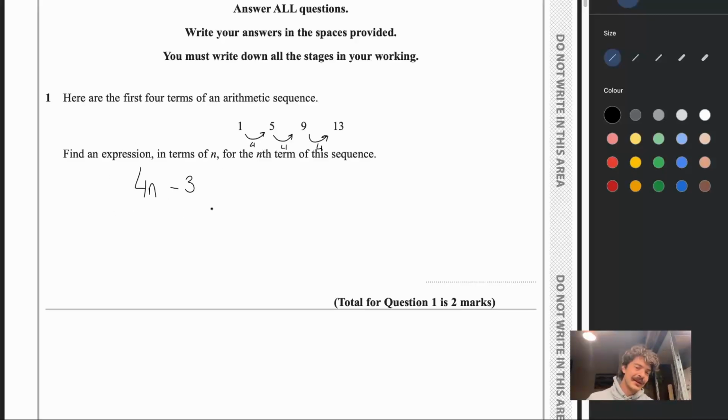And it's always a very, very good idea to double check that everything works. Maybe you can format it like it's a little machine. So if I plug in 1, 4 times 1 take away 3 gives me 1. If I plug in 2, I go 4 times 2, 8 take away 3 gives out 5. So that's all right. We've started off there quite nicely. 4n minus 3. Perfect.